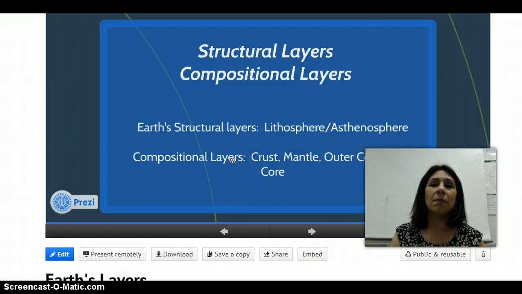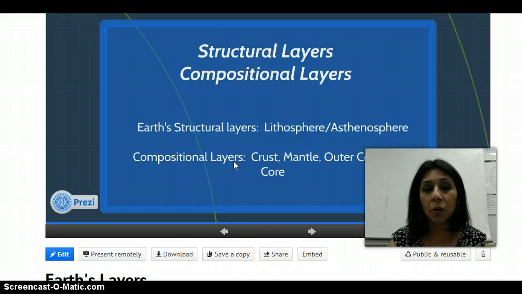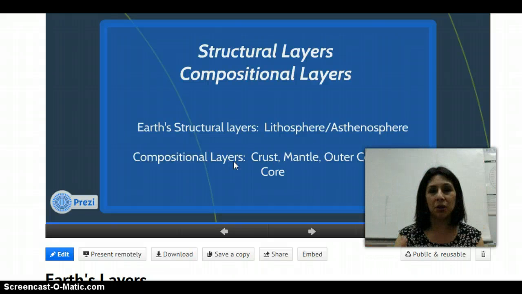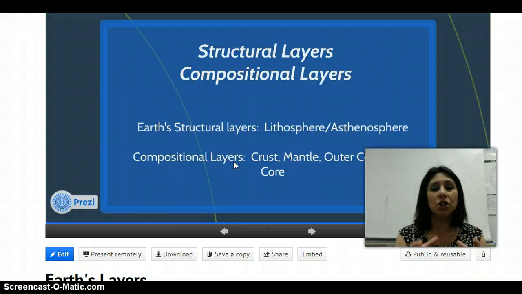Whenever you and I talk about the Earth's layers as the crust, mantle, outer, and inner core, we're talking about the compositional layers. How is the Earth composed? What is it made out of? How many layers is it made out of? The compositional layers of the Earth are the crust, the mantle, the outer, and inner core.